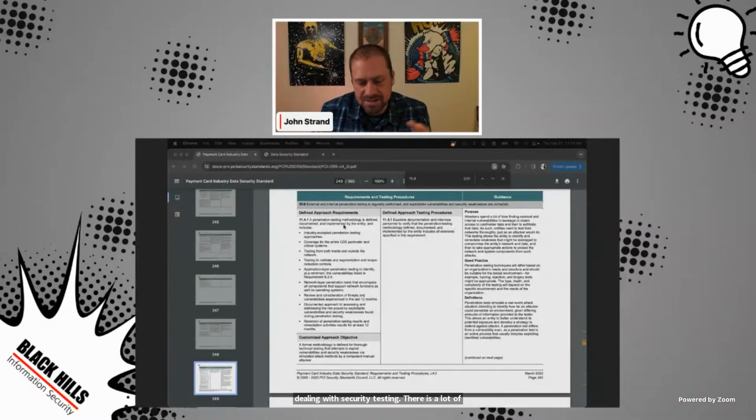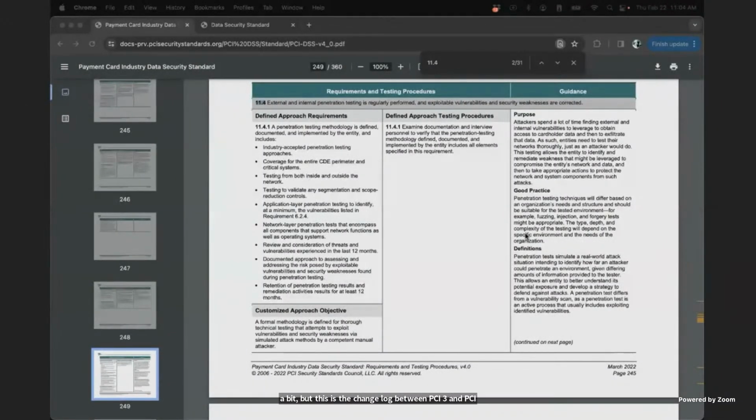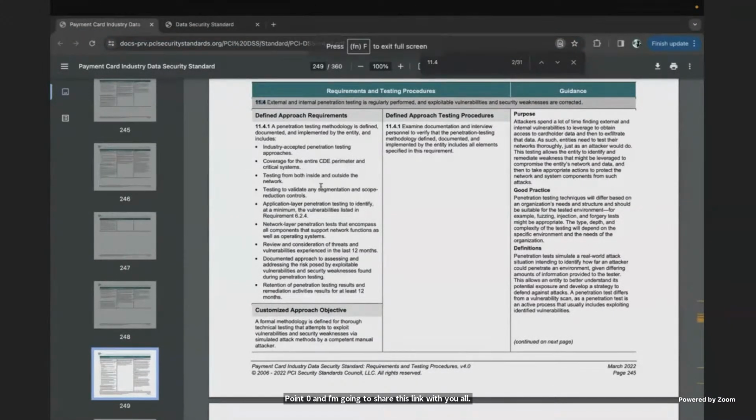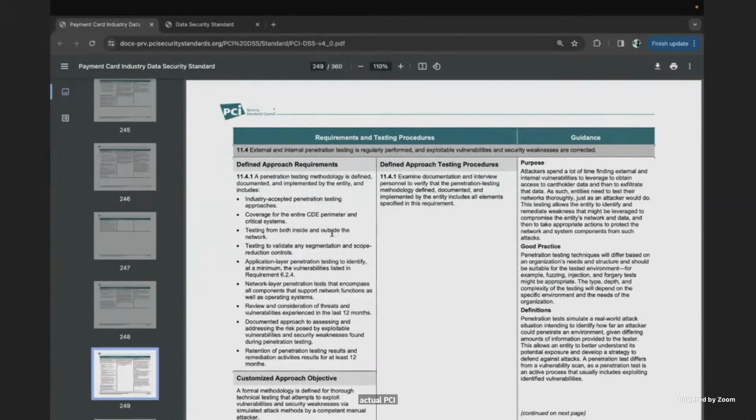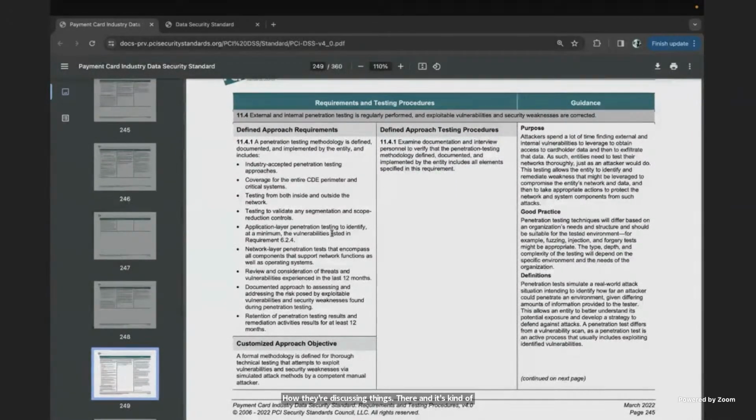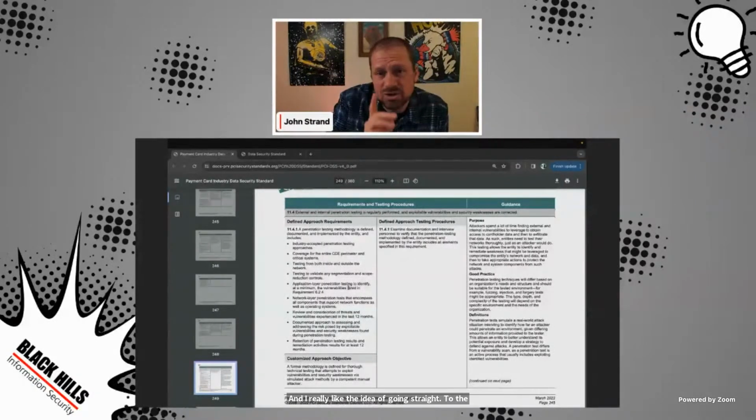The layout of the way PCI has it is great: defined approach requirements, the testing procedures, and then overall guidance for that specific requirement. So this is really good. And it's like, a penetration testing methodology is defined, documented, and implemented by the entity and includes... let me go to full screen on this. Let's make this a little bigger. But it's nice that they give you those 3 columns: what is the requirement, what is the defined approach, and what is the guidance for actually meeting that specific requirement. You can achieve that specific objective in a variety of different ways as far as your own customized approach, but you have to focus on the objective that you're trying to get to.